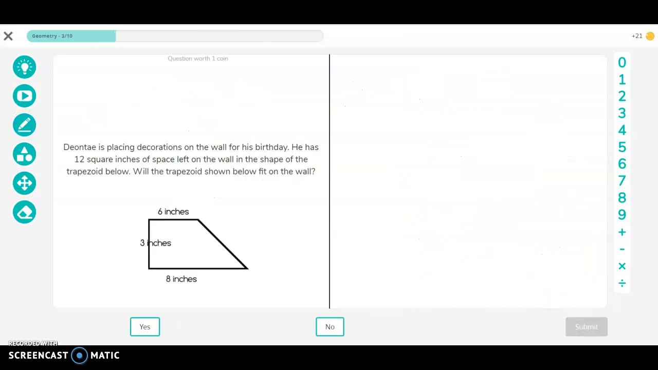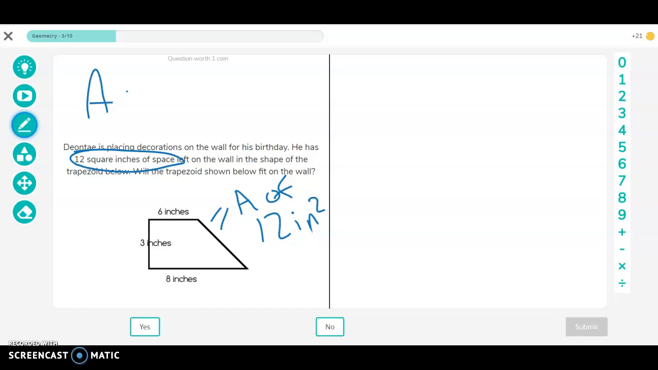Alright. Dante is placing decorations on the wall for his birthday. He has 12 square inches of space left on the wall in the shape of the trapezoid below. Will the trapezoid shown below fit on the wall? So he only has 12 square inches of space left. So we need to figure out, does this equal an area of 12 inches squared? Okay, that's what we're trying to solve. So our trapezoid, remember, was A equals A plus B, A being the top, divided by 2 times the height.